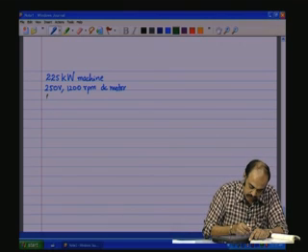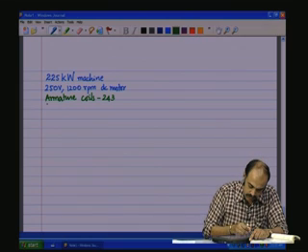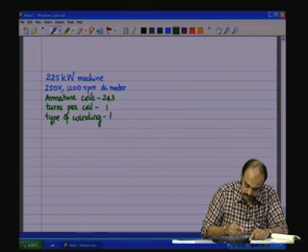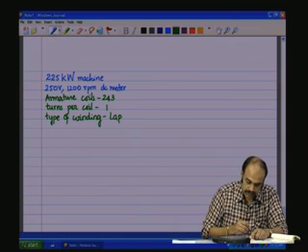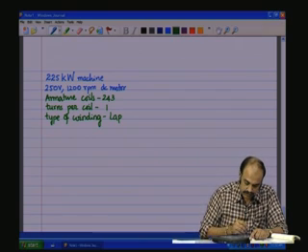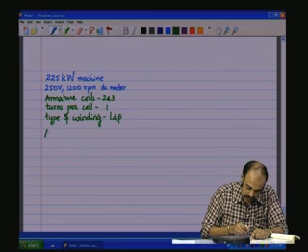And some of the details are armature coils 243, turns per coil 1, type of winding lap winding. There are many other types of windings also, but lap winding is what we discussed in the DC motor generator structure. Same thing is what we are applying. There is also something called the wave winding, but for the purposes of discussion we will limit ourselves to lap winding.